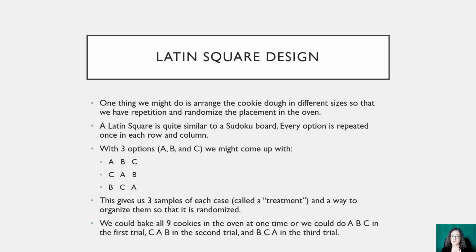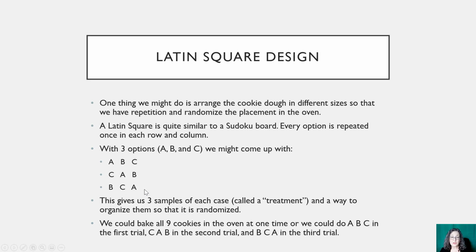So one of the ways that I can do this is through a Latin square design. Now, a Latin square design is a plan, kind of like a Sudoku board, all right? So you're going to lay out the plan for your cookie dough in a special order, okay? So if I have 3 options, so 1 inch, 2 inch, and 3 inch cookies, then I can do 1 inch, 2 inch, 3 inch, 3 inch, 1 inch, 2 inch, 2 inch, 3 inch, 1 inch, right? Okay, that's the idea of a Latin square. And so that gives you 3 samples of every case, right? So A is repeated 3 times, B 3 times, etc. Okay, and they are in a random order.